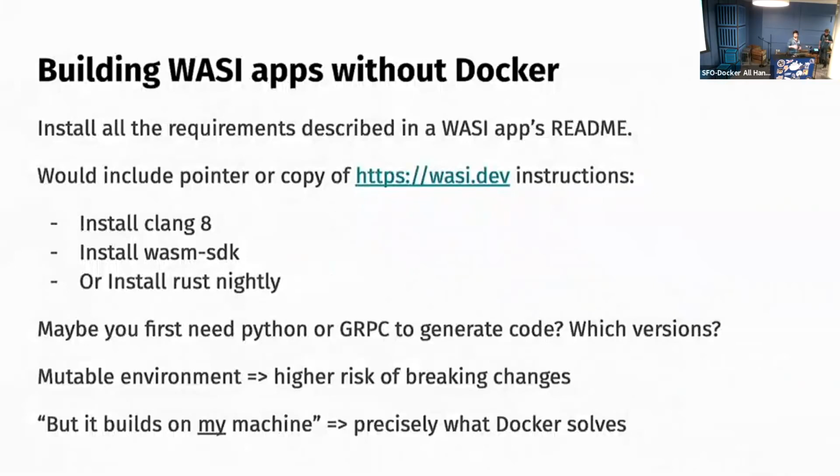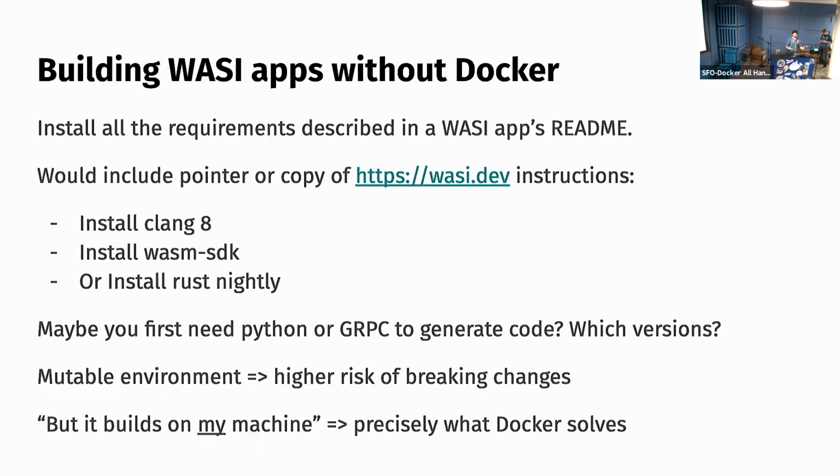There's maybe a requirements list. You install everything that's included there. Either there's a copy of what's today on wasi.dev, or it's just a pointer there. So you have to install all your build tools and dependencies, like Clang or the Wasm SDK if you use the C parts of it, or if you are doing it in Rust, then apparently you need Rust Nightly, if I'm correct.